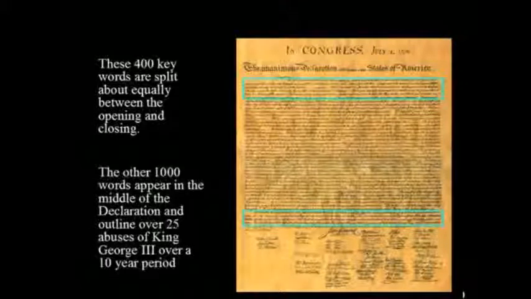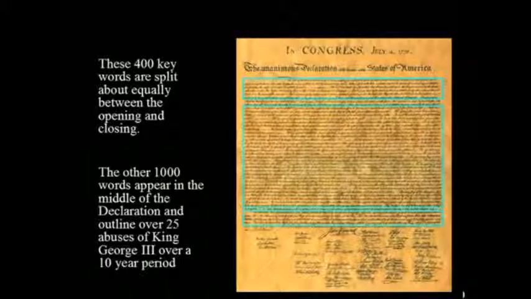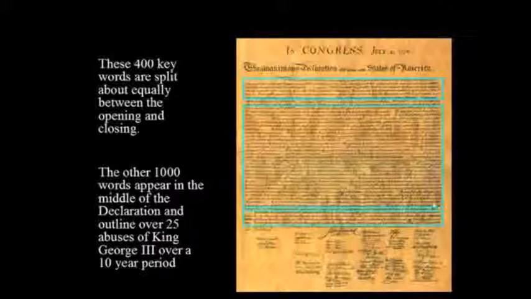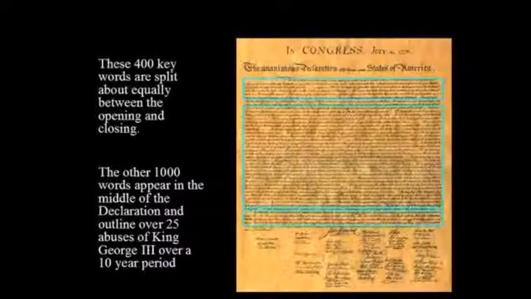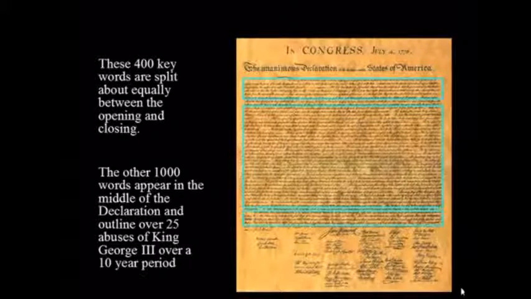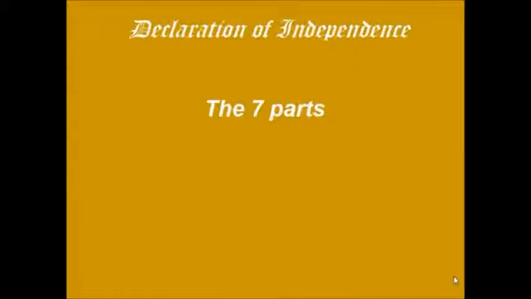The other 1,000 words appear in the middle of the Declaration and outline over 25 abuses of King George III over a 10-year period. And so you can see the significance of the weight of the introductory words, the closing words, where some key concepts are outlined, and then these middle words, which there are 1,000 of them, really outline the abuses of King George III. So that's all that's involved in understanding key concept number 1, is that there's these 3 broader categories that the Declaration breaks down into. Now let's take a look at the 7 component parts.